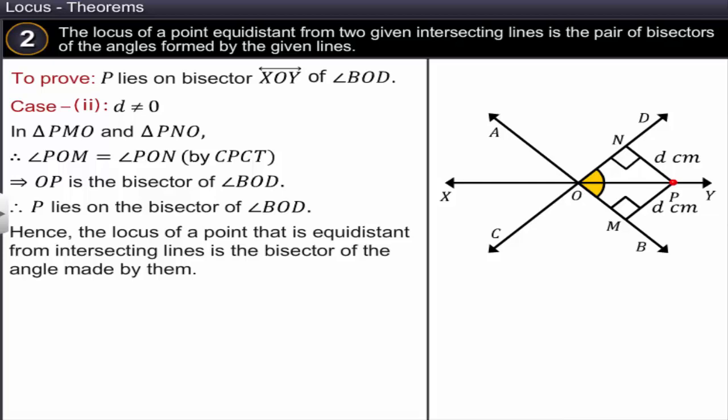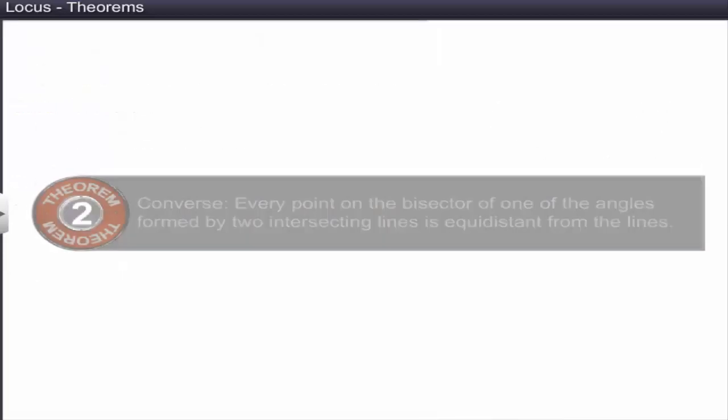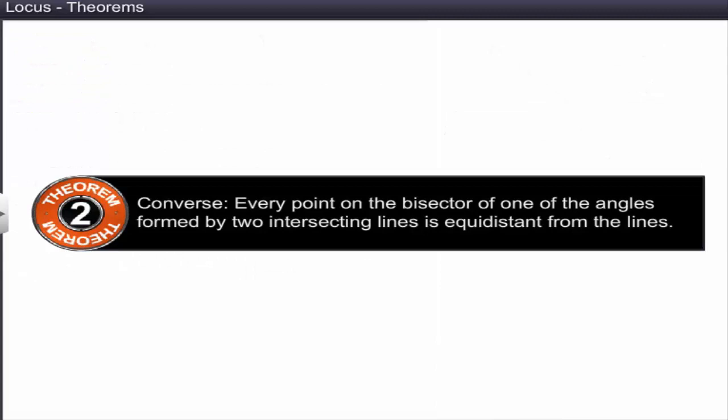The converse of the angular bisector theorem is also true. It states that every point on the bisector of one of the angles formed by two intersecting lines is equidistant from the lines.